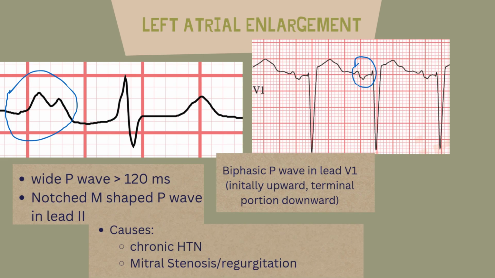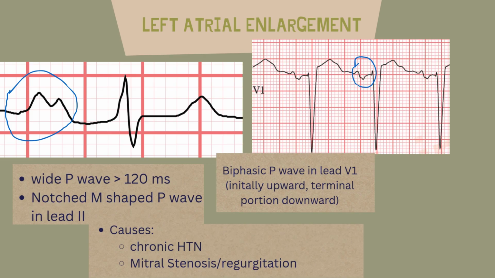What causes an enlarged left atrium? Chronic hypertension is a major culprit. When systemic blood pressure is high, the left ventricle has to pump harder to overcome resistance. Over time, it adapts by thickening. It becomes hypertrophied and stiff. That stiffness makes it harder for the left atrium to empty into the ventricle, so the pressure backs up. So not only is the pressure backing up because of difficulty, the atrium now has to work harder to push blood forward as well, and eventually it enlarges.